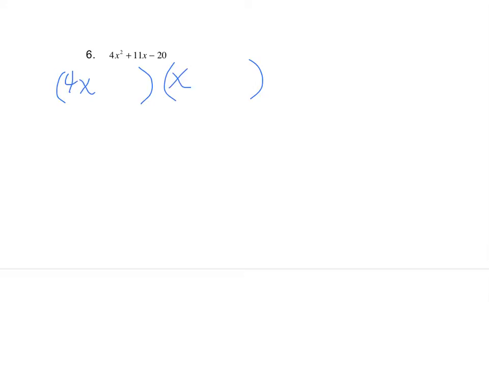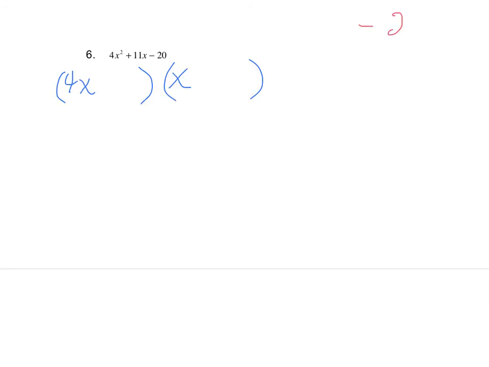So this one could be a little hard if I don't get it right away, because if I exhaust all the possibilities with all my factors of a negative 20 using 4x and x and nothing works, I'm then going to have to try all over again with 2x and 2x. But let's start with 4x and x and see how far we get. Okay, so now we're going to list all the factors of a negative 20 on the side.